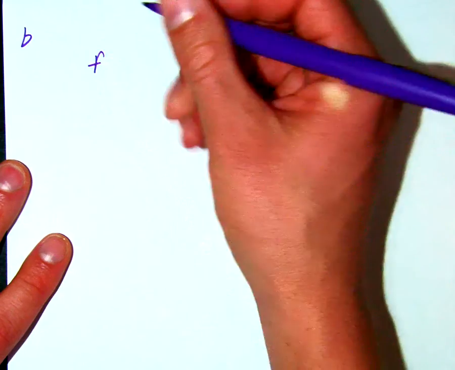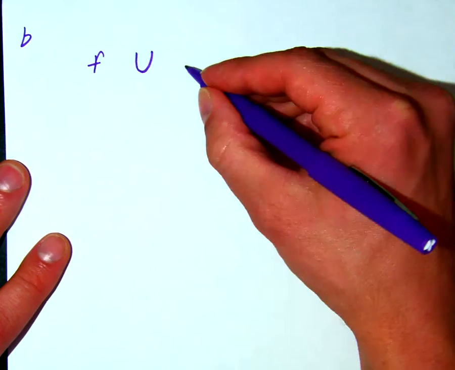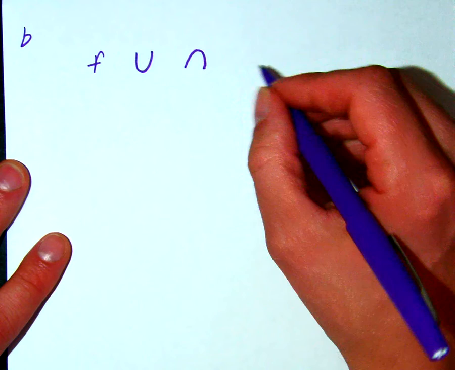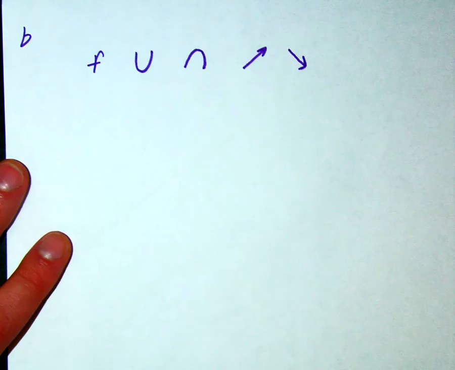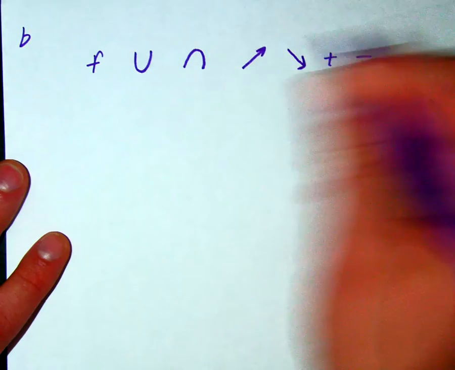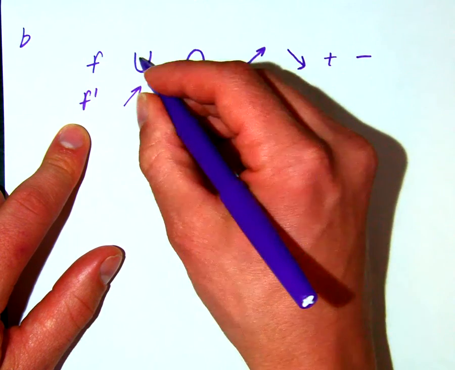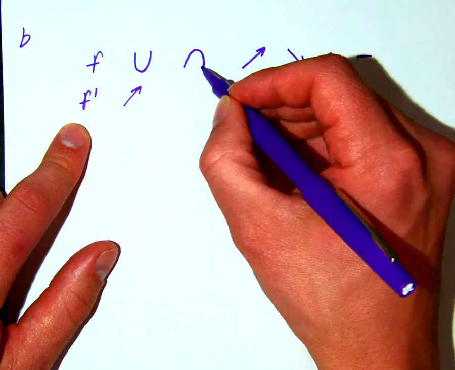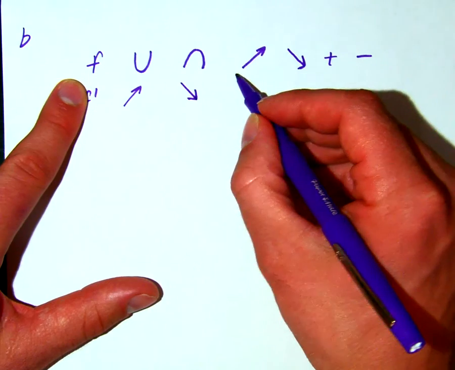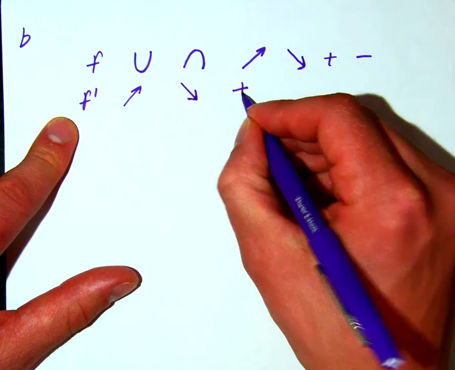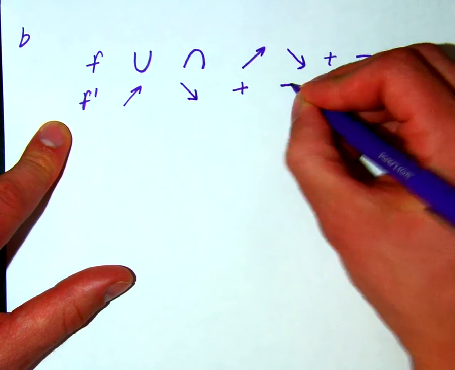So if my graph of the parent function f, it can be concave up, it can be concave down, it can be increasing, or it can be decreasing. That means f prime would be increasing when f is concave up. When f is concave down, f prime will be decreasing. When f is increasing, f prime is positive. When f is decreasing, f prime will be negative.